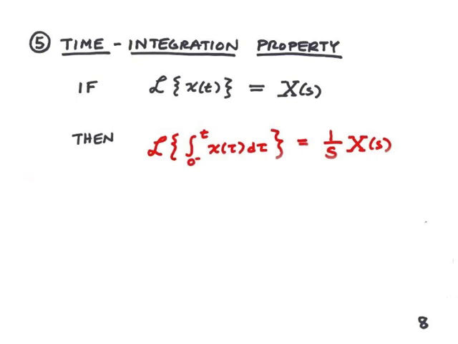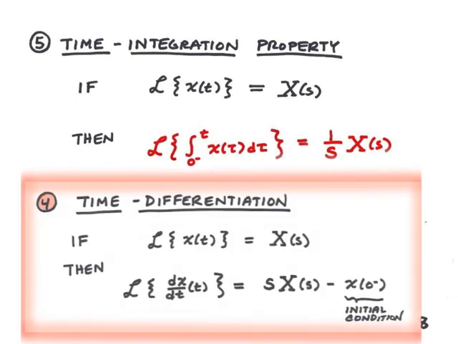Now you should see a trend here. When we had the Laplace transform of a derivative of a signal, we could find that by multiplying the Laplace transform of the signal by s. And when we want the Laplace transform of an integral of a signal, we take the Laplace transform of the signal and multiply by 1 over s. So multiplying by s is like taking a derivative, and dividing by s is like taking an integral.